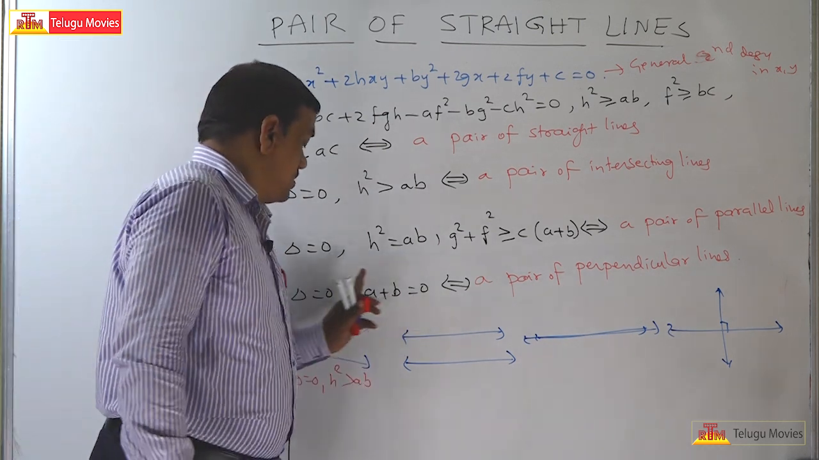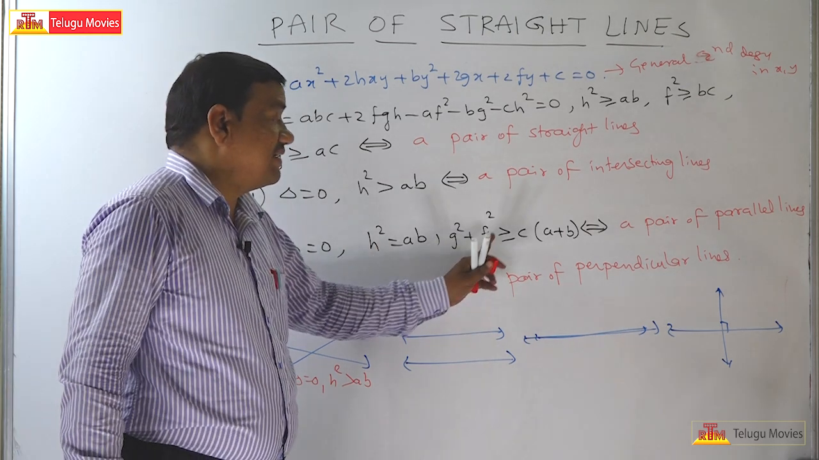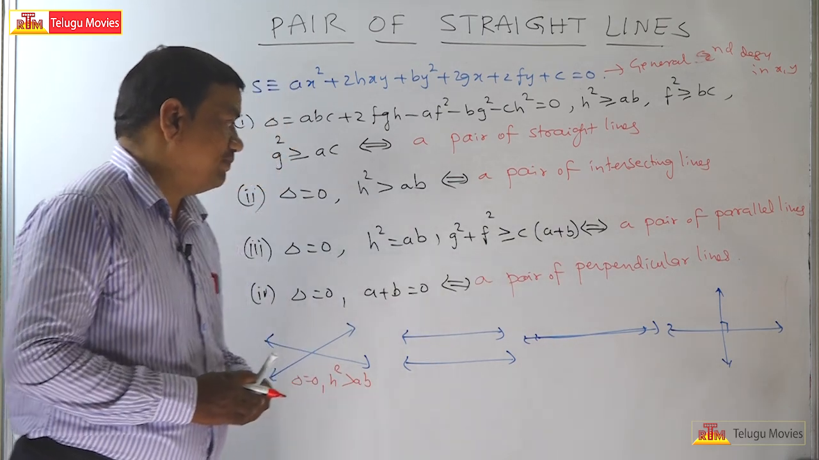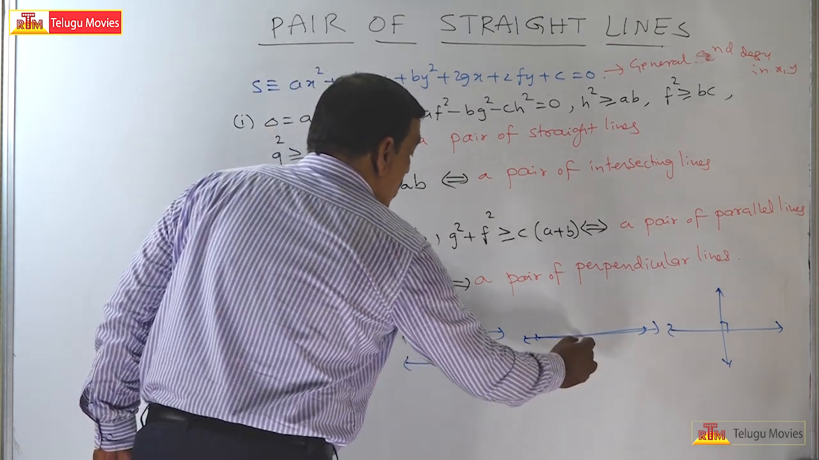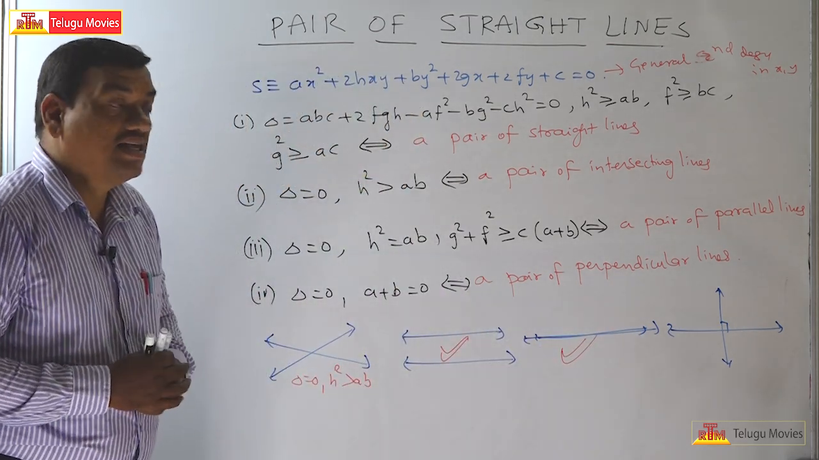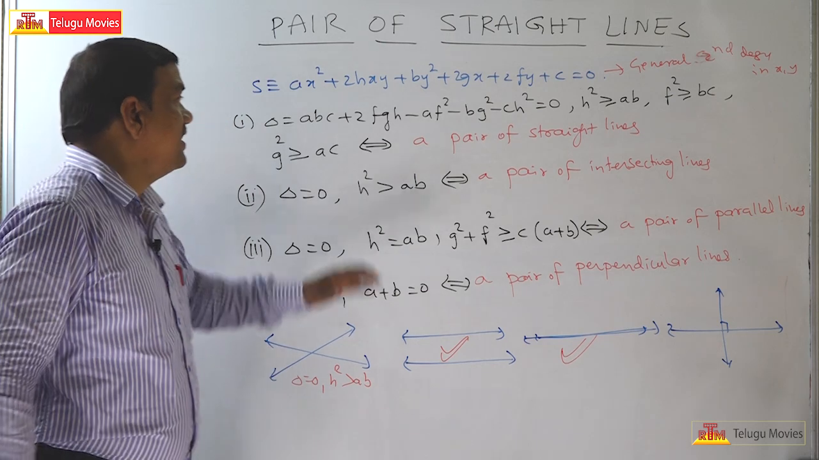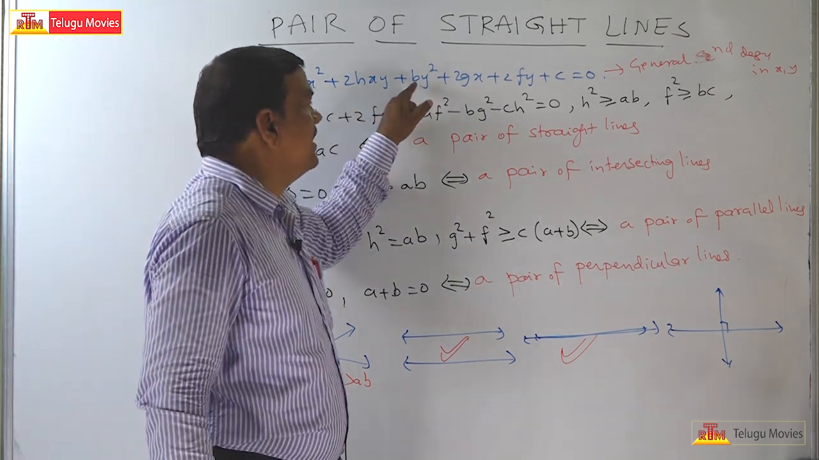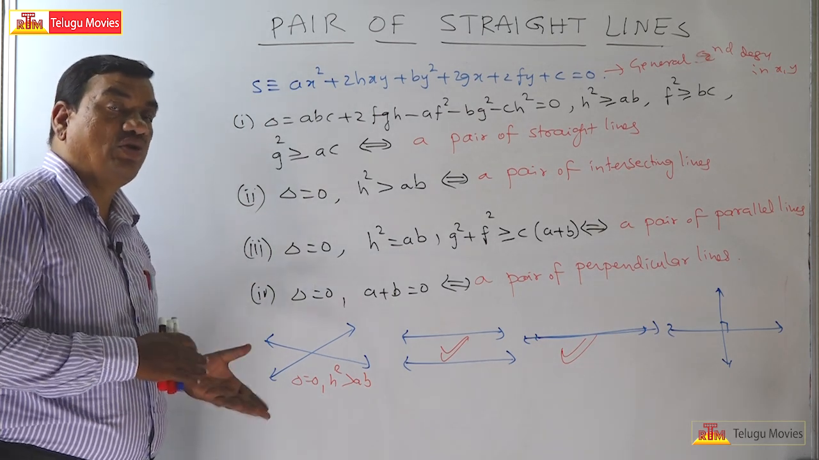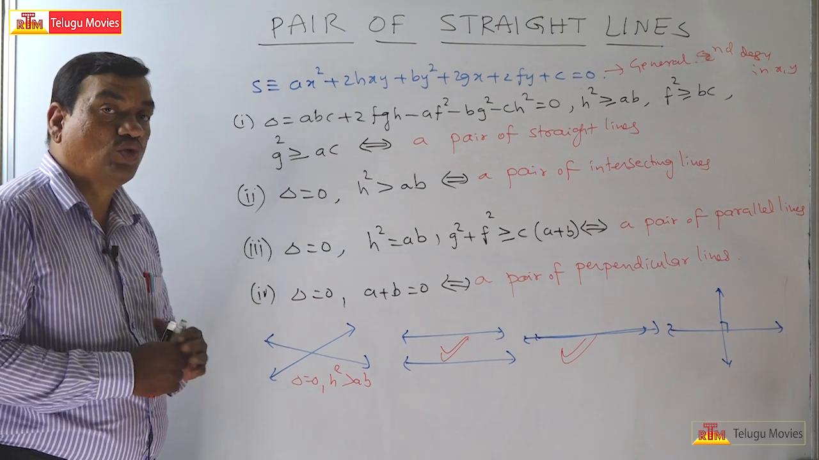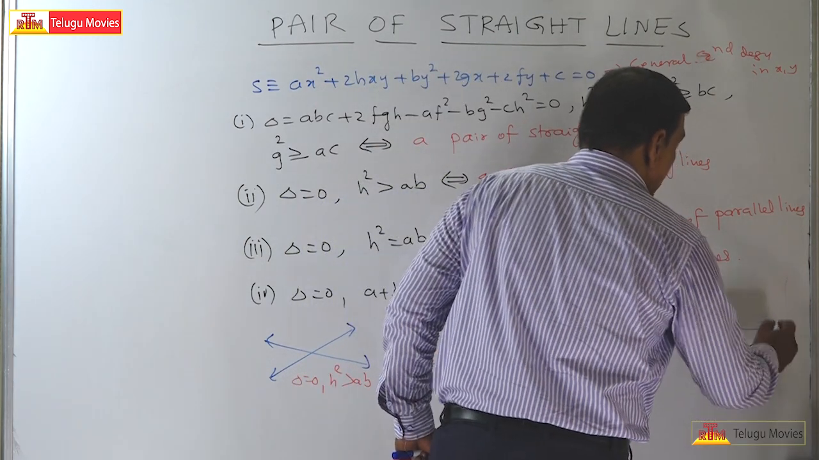If the same delta is equal to 0 and h square is equal to ab and g square plus f square is greater than or equal to c times a plus b, then they represent a pair of parallel lines or coincident lines. If a plus b is equal to 0, what is a plus b? A is the x square coefficient, b is the y square coefficient. If the sum of those two coefficients is equal to 0, then the lines are perpendicular lines.